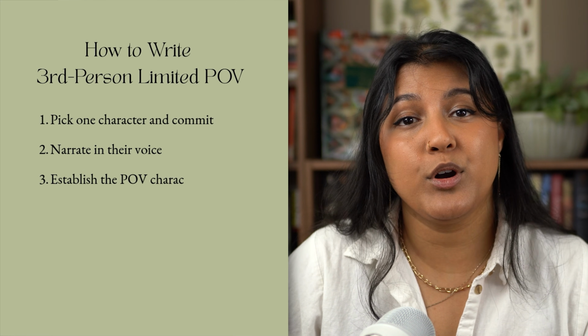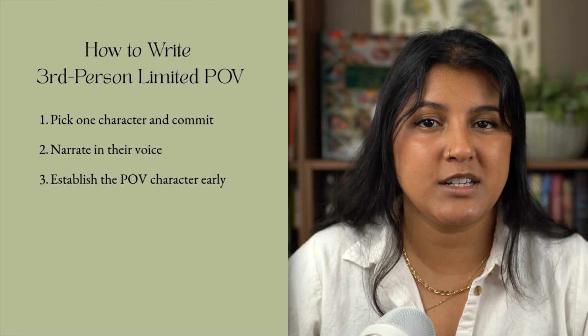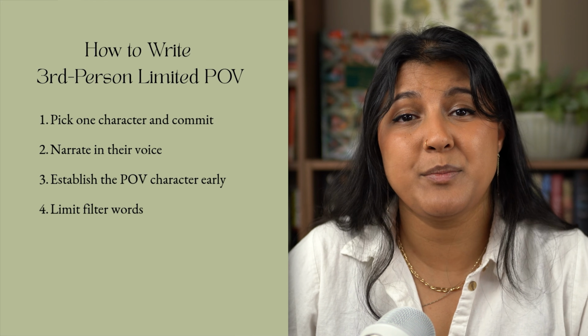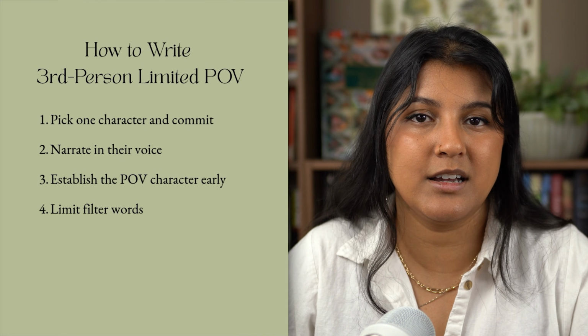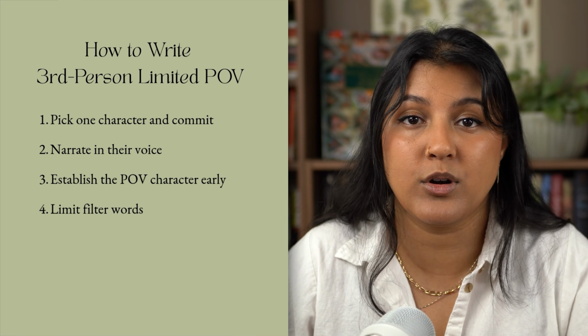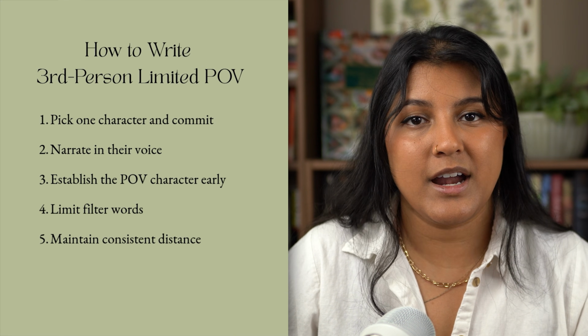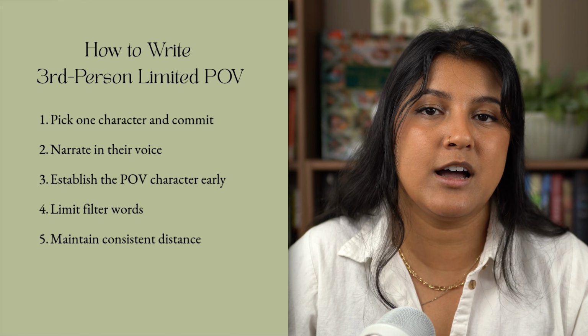3. Establish your point of view early. Make it clear whose perspective we're following within the first page or two of the book. 4. Limit filter words. Show experiences directly instead of constantly telling us what your character is seeing, feeling, or hearing. 5. Maintain a consistent narrative distance. Decide how close to your character's thoughts you want to be and stick with that level throughout the scene.